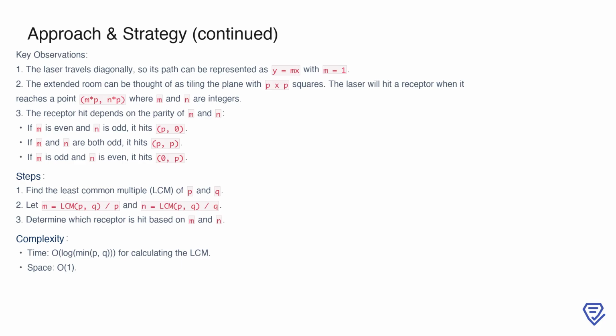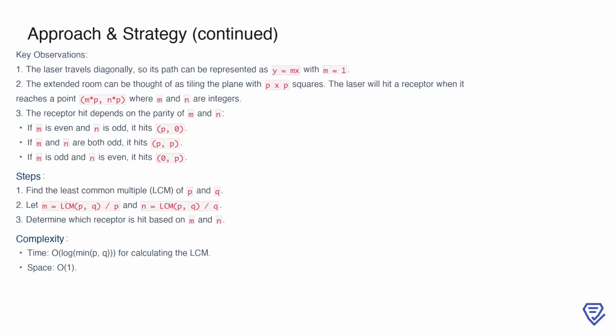First, since the laser travels diagonally, its trajectory can be represented as the line y equals x. Second, we can conceptualize the room as being infinitely repeated in a tiled pattern of p x p squares. In this extended grid, the laser reaches a receptor when it intersects a point m*p, n*p, where both m and n are integers. The receptor it strikes depends on the parity of m and n. Specifically, if m is even and n is odd, the laser will hit the receptor at p, 0. If both m and n are odd, the receptor at p, p is hit.